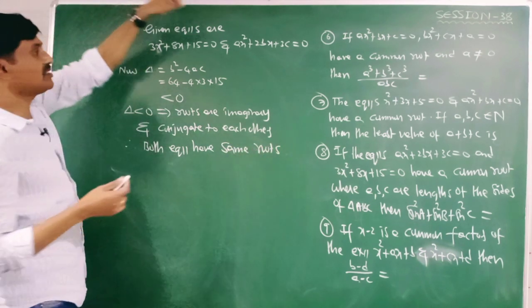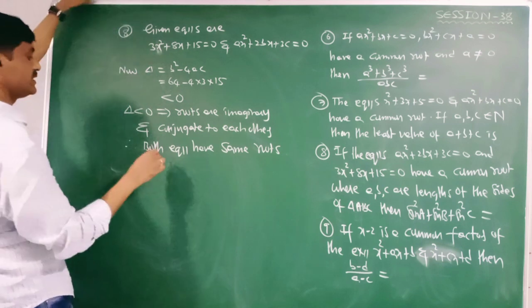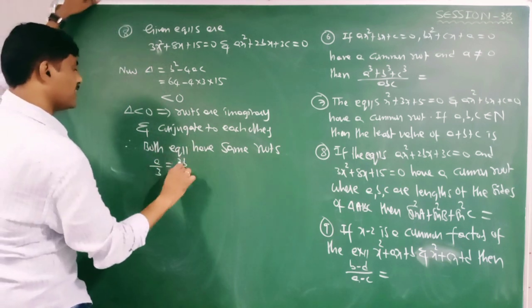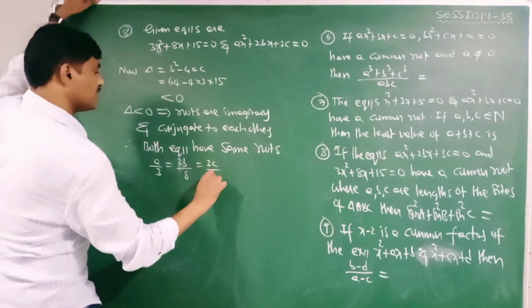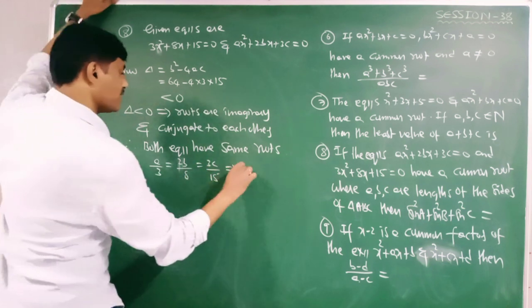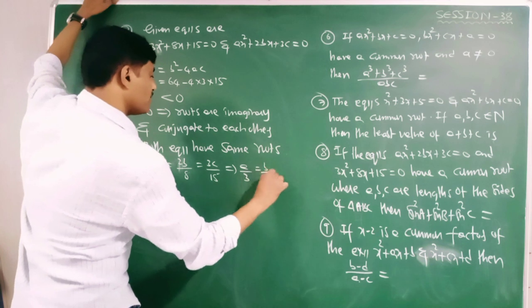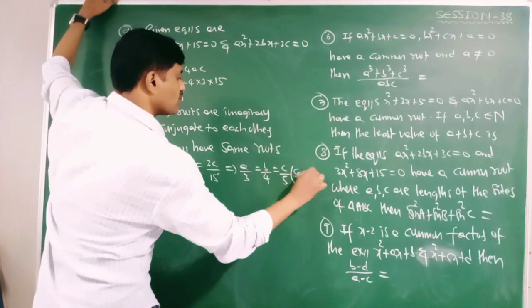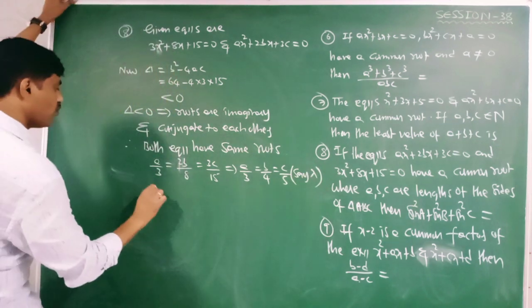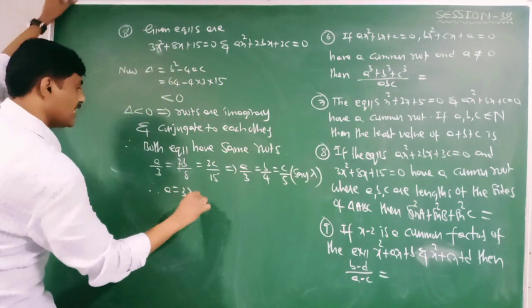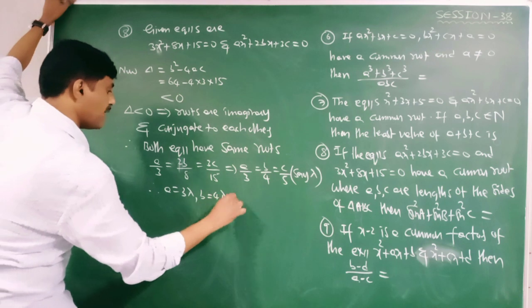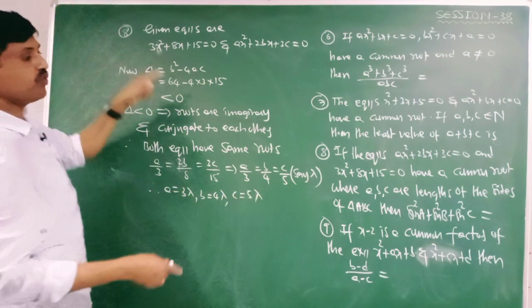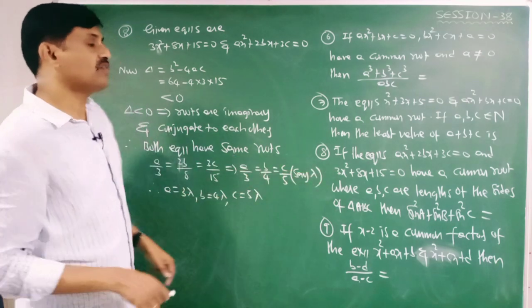We just have to compare their coefficients. a by 3 is equal to 2b by 8 is equal to 3c by 15. This implies a by 3 is equal to b by 4 is equal to c by 5. Say this is lambda. Therefore, a is equal to 3 lambda, b is equal to 4 lambda, c is equal to 5 lambda. So now a, b, c are the lengths of the sides of triangle ABC.